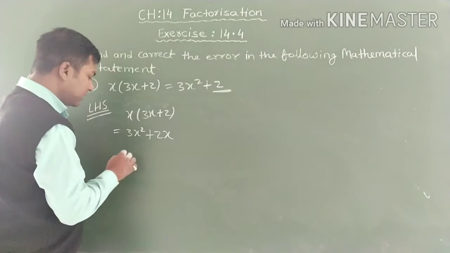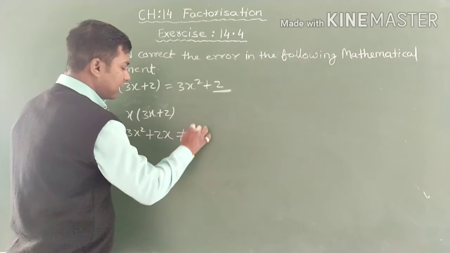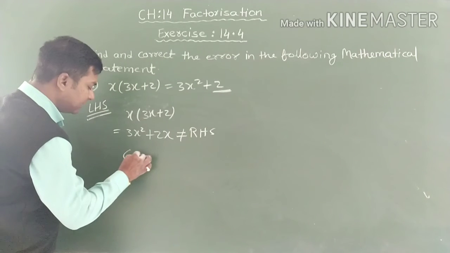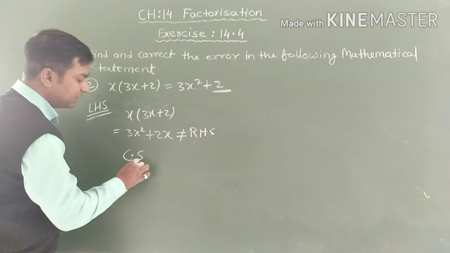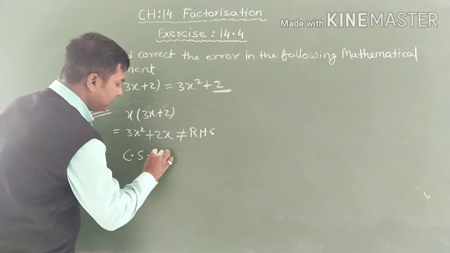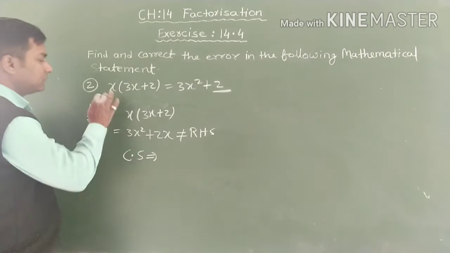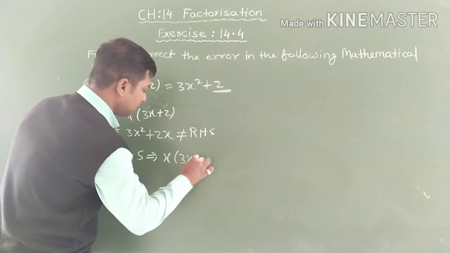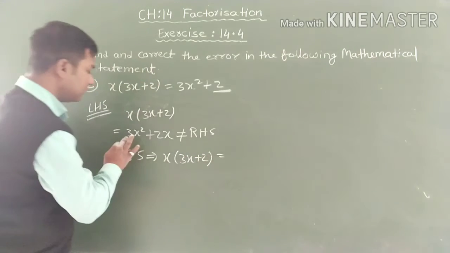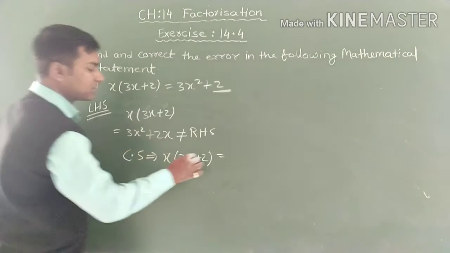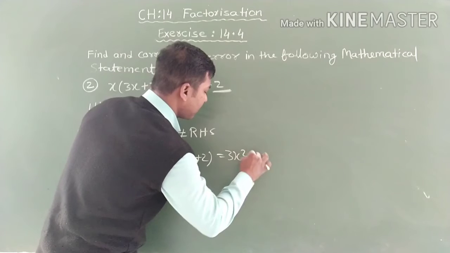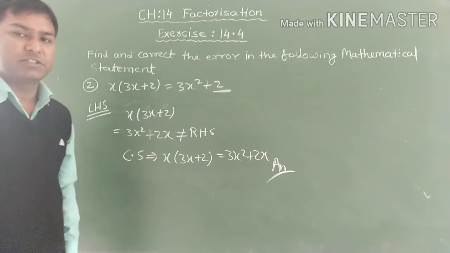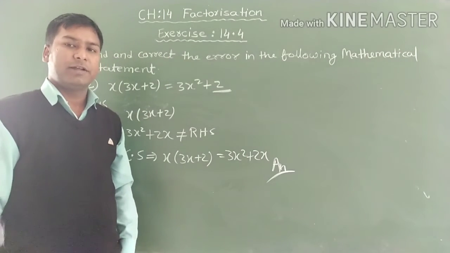And what is the correct statement? This will not equal RHS. And the correct statement, that is CS, will be x, 3x plus 2, the LHS part. This equals this one, 3x square plus 2x. So this will be the correct statement. Okay. Now next question.